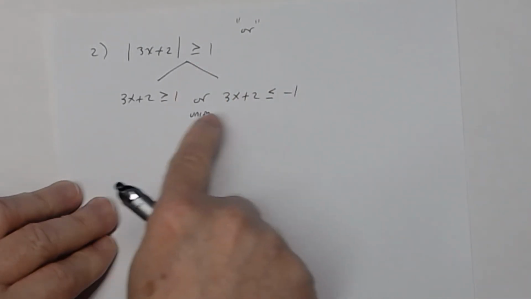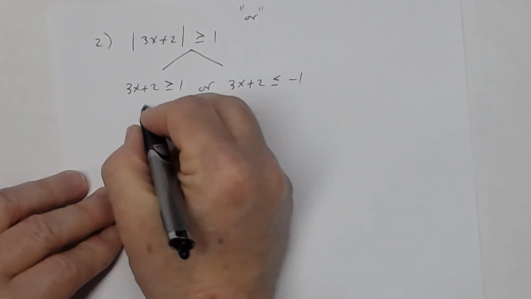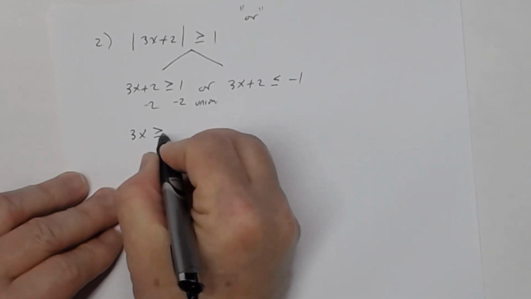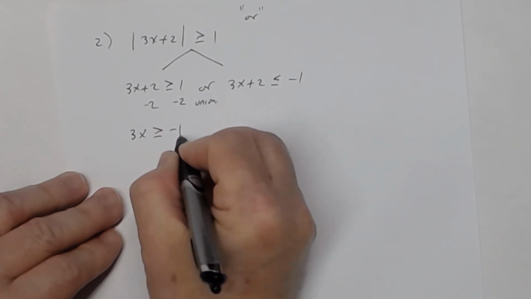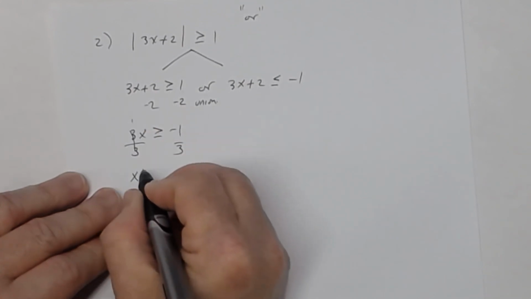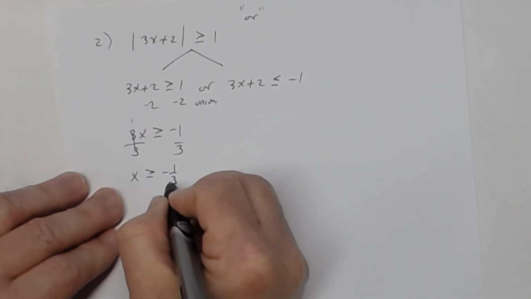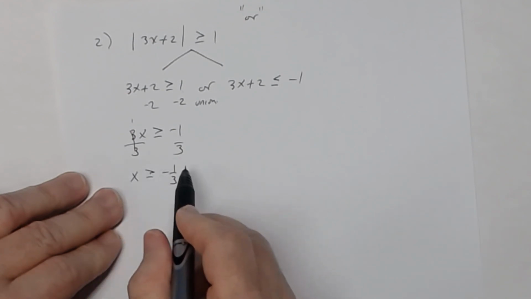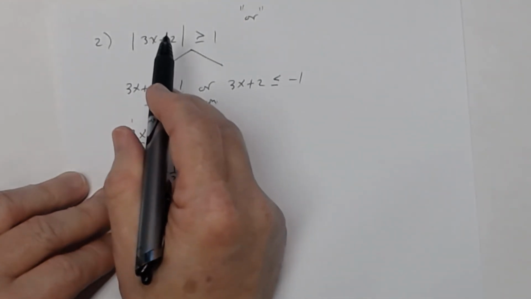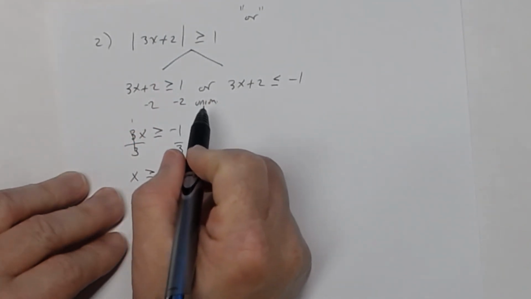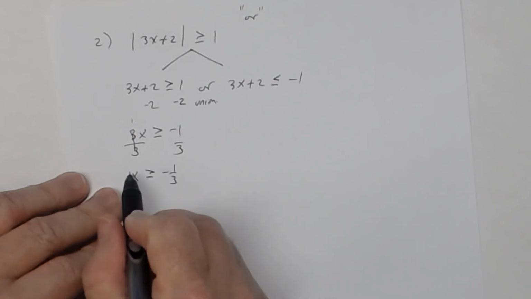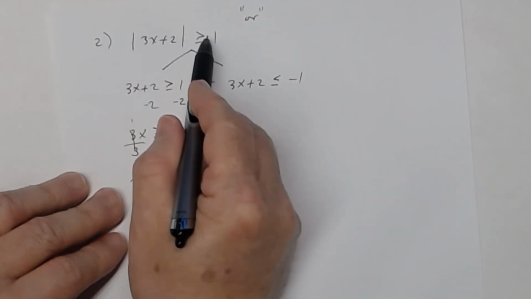So just like with the previous one, we're going to solve each one individually. So we're going to subtract 2 from both sides. So I get 3x is greater than or equal to 1 minus 2, which is negative 1. Divide both sides by 3. I get x to be greater than or equal to negative 1/3. This is a solution to this, and it's also a solution to this because of the word union. So any number greater than negative 1/3 is going to be the solution to this.